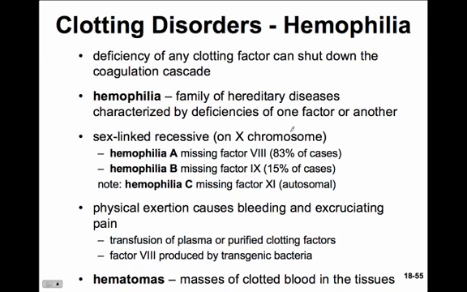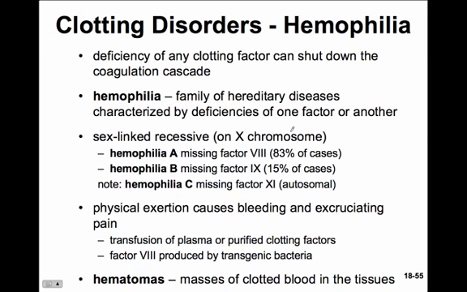Hemophilia is a family of hereditary diseases that are characterized by deficiencies of one factor or another. There's a sex-linked recessive variety, like hemophilia A that we saw in the Russian and European royal families. There's also hemophilia B, in which we're missing a different factor.